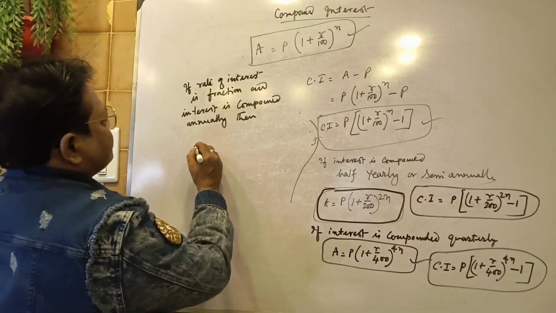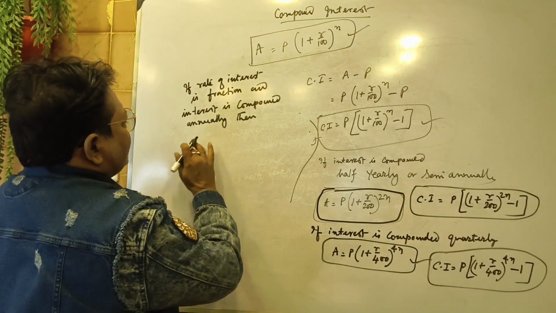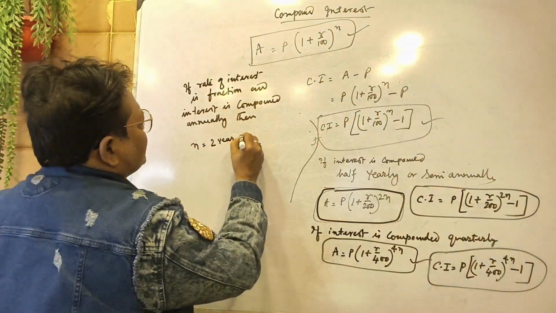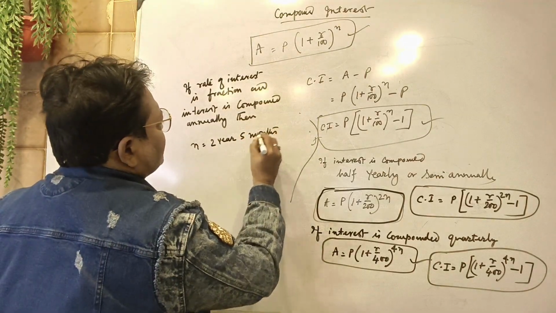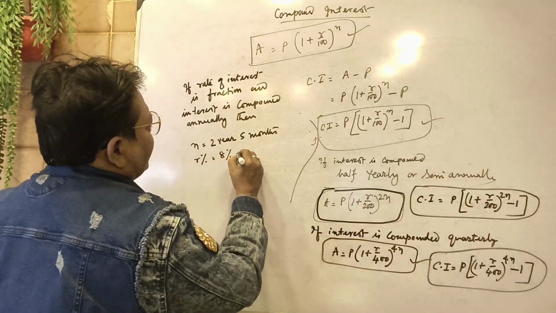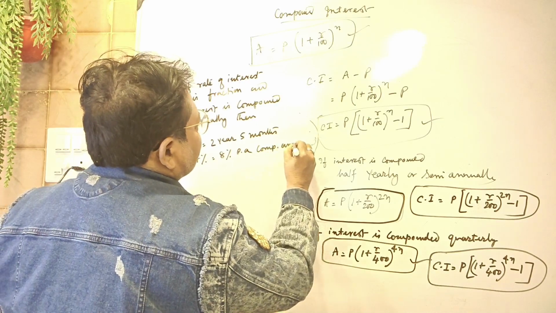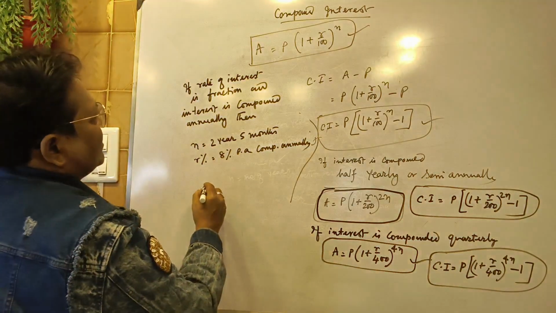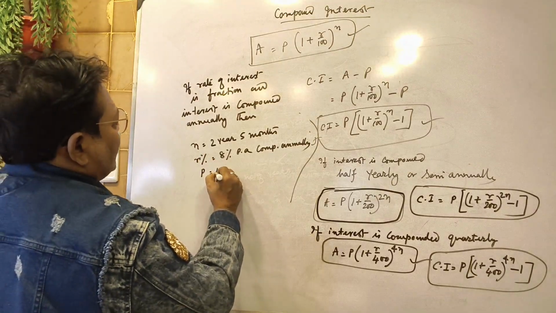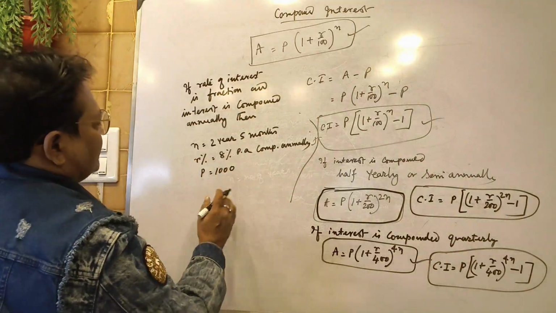Formula is like that. Suppose the time is n equal to 2 years 5 months, and the rate of interest is 8% per annum, compounded annually. Suppose the principal is given as 1000, and the rate of interest and time are given. So, what will be the amount?